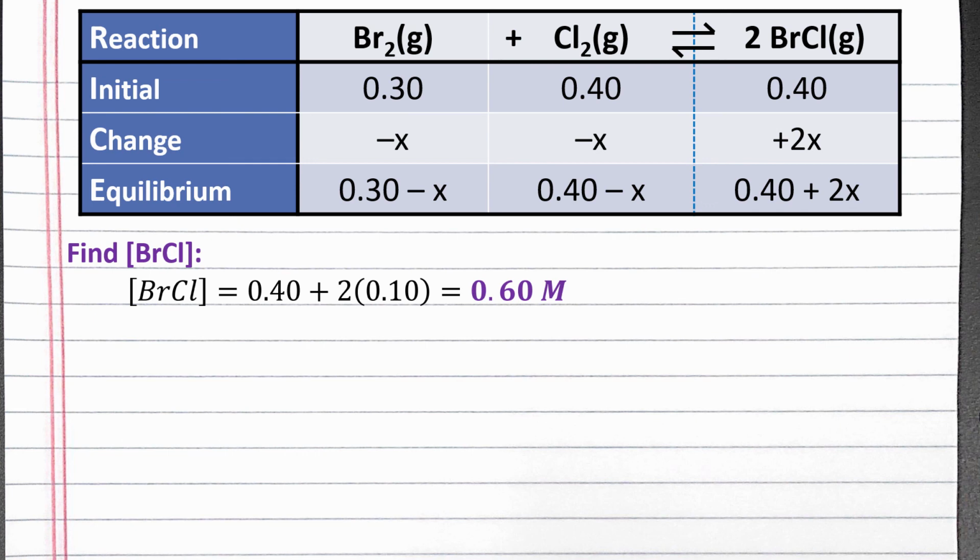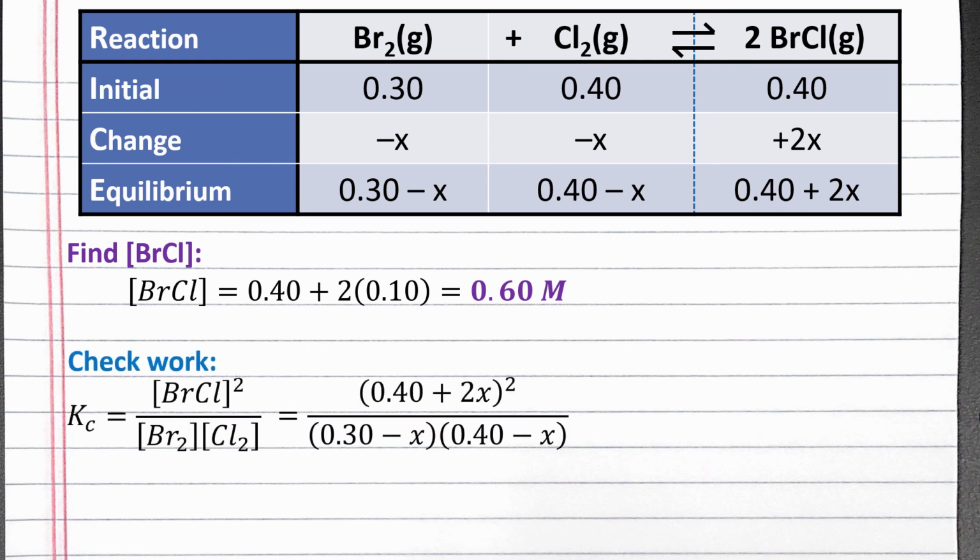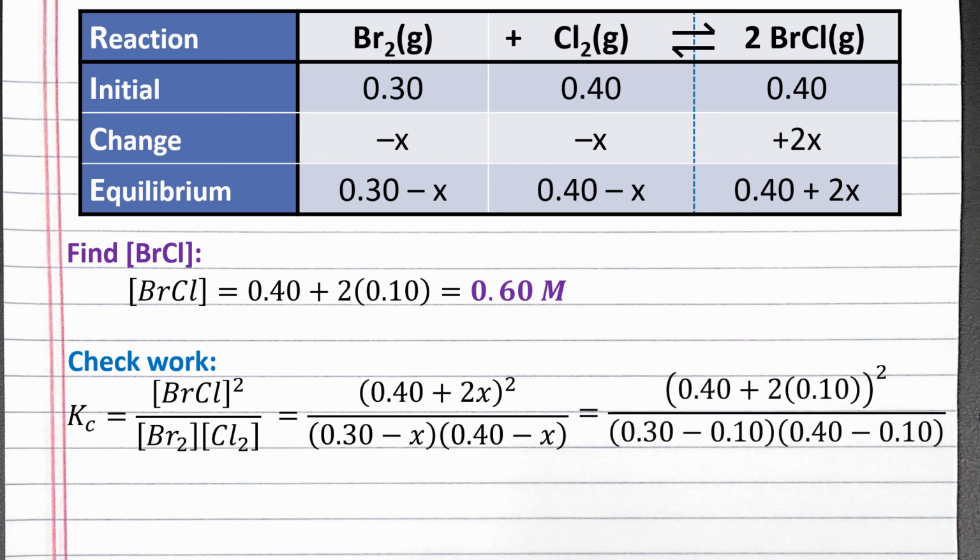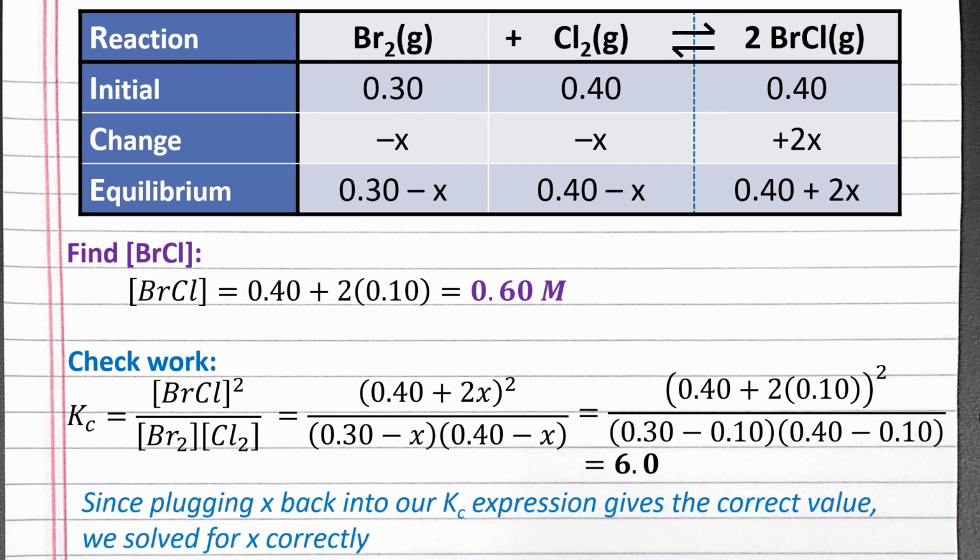We can double-check to make sure we solved for x correctly by substituting our value of x back into the equilibrium constant expression. When we substitute 0.10 in for x, we should get 6.0, which is our value of Kc given in the problem. This means we have solved for x using the quadratic equation correctly.